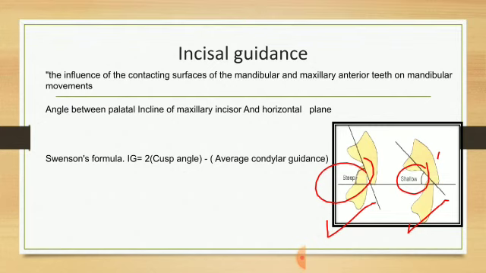Next, Swenson's formula. Swenson's formula is a formula to calculate the incisal guidance. It is 2 into cusp angle minus average condylar guidance. If we know the cusp angle value and the condylar guidance value, we can calculate the incisal guidance for the patient, and this value we use while setting the teeth on an articulator. So this is Swenson's formula. Incisal guidance is also called the second factor of occlusion. First is condylar guidance, second is incisal guidance, and incisal guidance is considered to be the most important factor among all 5.